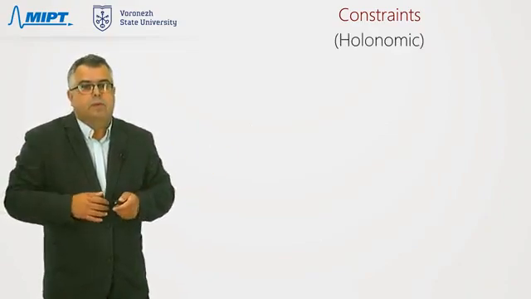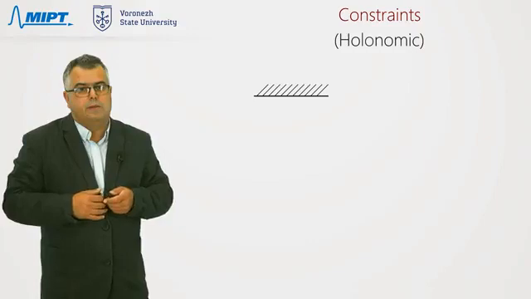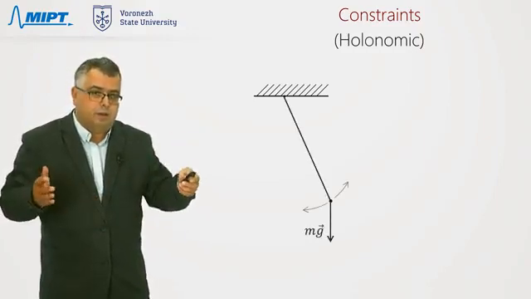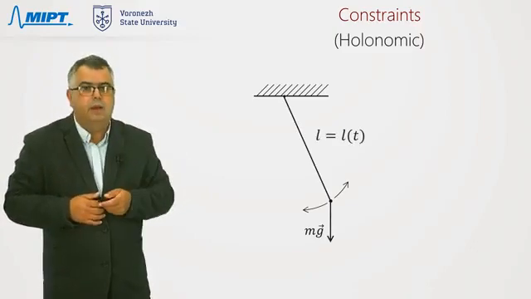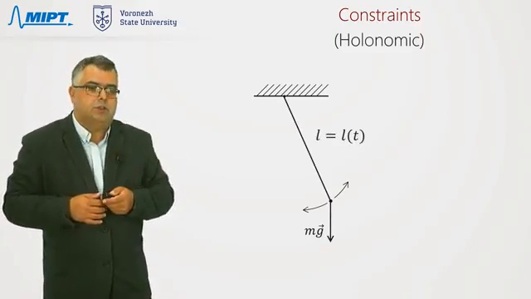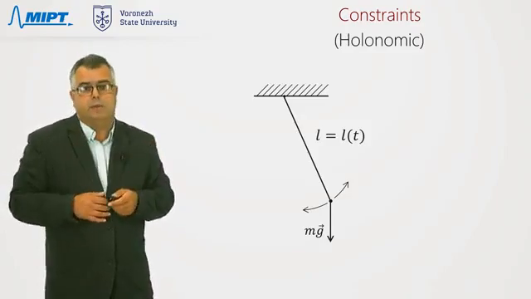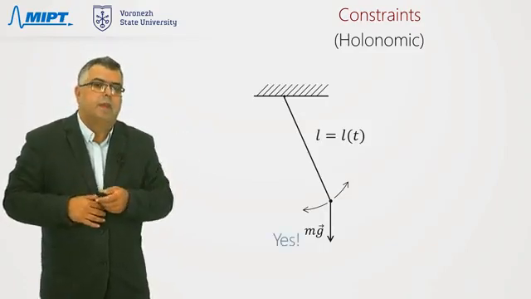So let me give you two further examples of holonomic constraint. We have a mathematical pendulum which has a length L, and that L can be changed in time. Is that a holonomic or non-holonomic constraint? That is a holonomic constraint, but a non-stationary holonomic constraint.